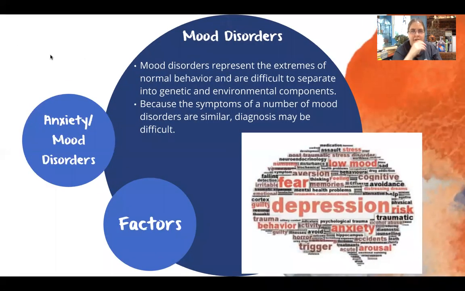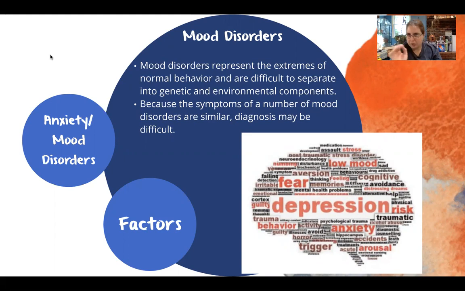I'm going to start by talking about mood disorders. So mood disorders represent the extremes of normal behavior and are difficult to separate into genetic and environmental components. Most people will experience some sort of mood disorder at some point in their life.